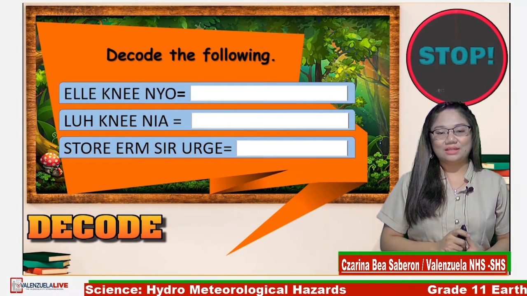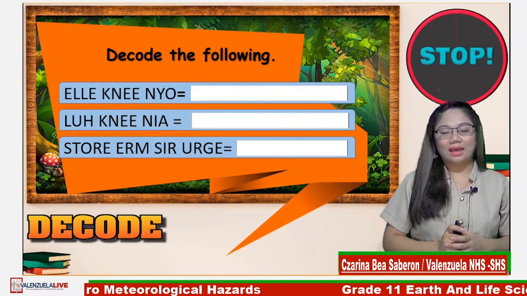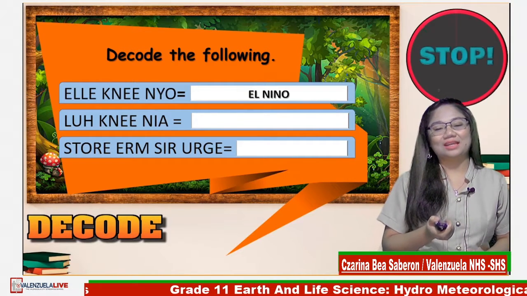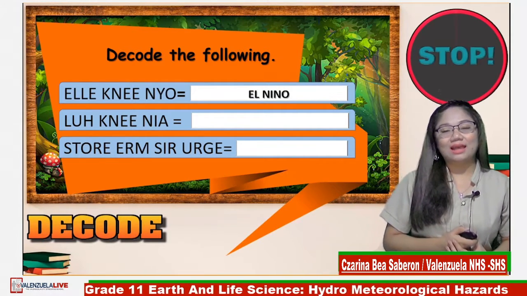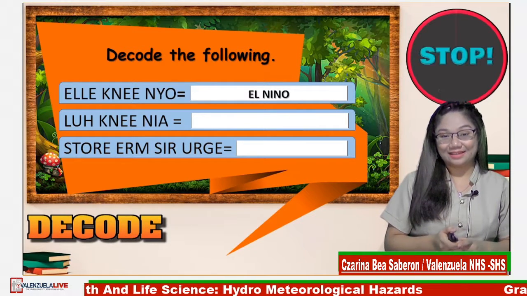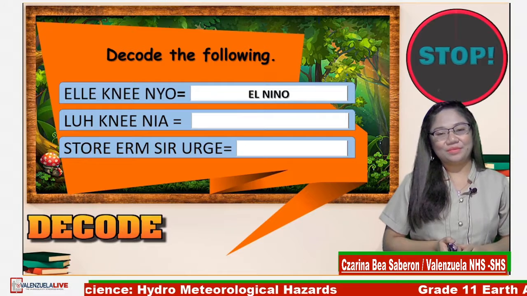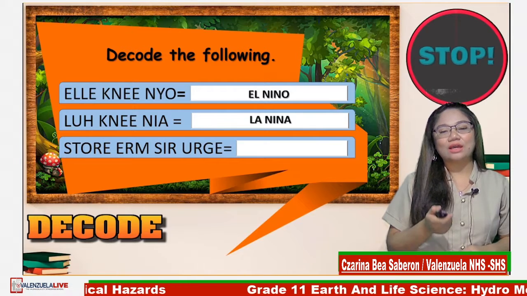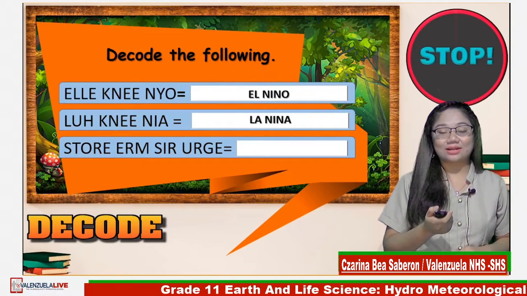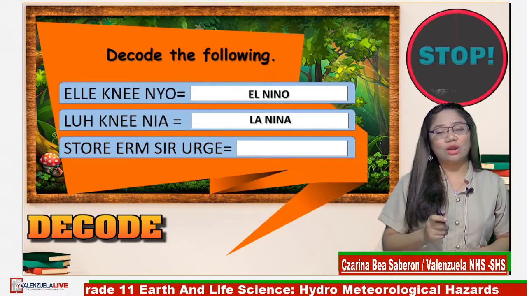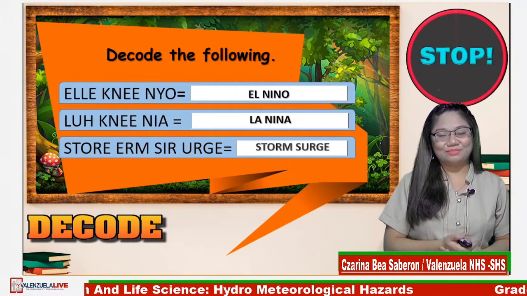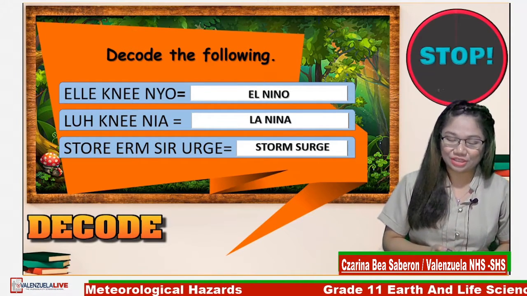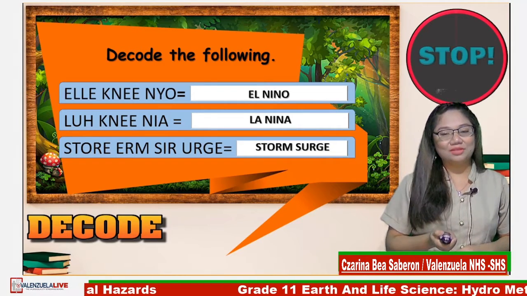All right, time's up. So first one, El Nino. Well, very obvious answer. You must get it correctly. It is El Nino. Next, we have La Nina. You must have answered La Nina. And lastly, let's have Storm Surge. Storm surge. That word must be very good. Storm surge. Okay, so let's have another one.